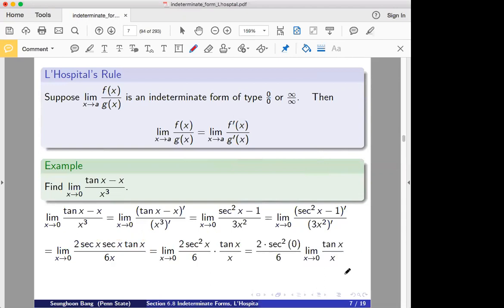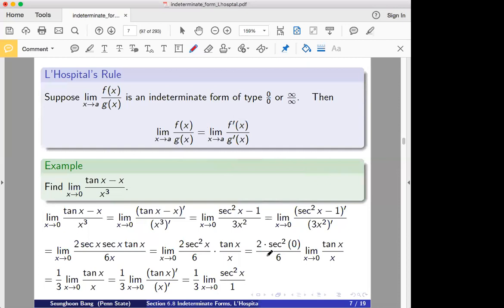So now this is 1/3 plus the limit as x approaches 0 of tangent of x over x. You plug 0 into the top one and the bottom one again. Tangent of 0 over 0 is 0 over 0. We have the 0 over 0 form. You can use L'Hopital's rule again. Tangent prime is secant squared, and x prime is 1.